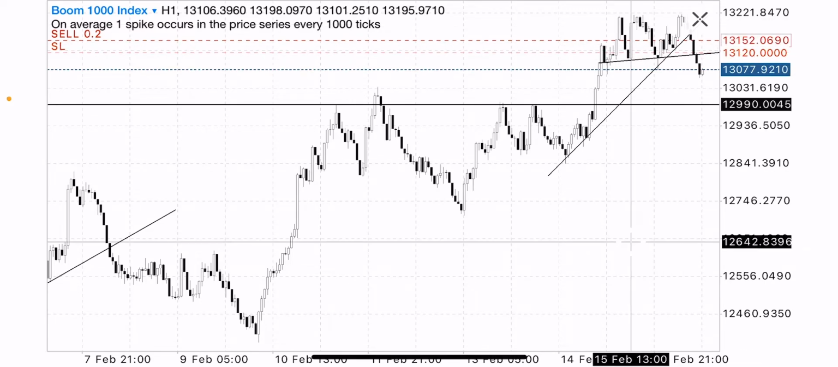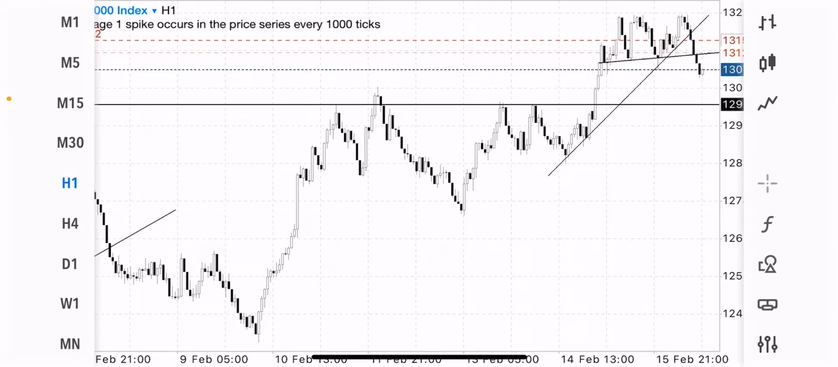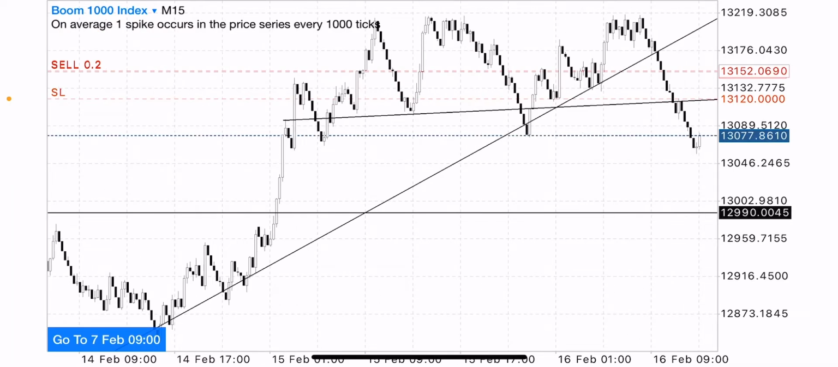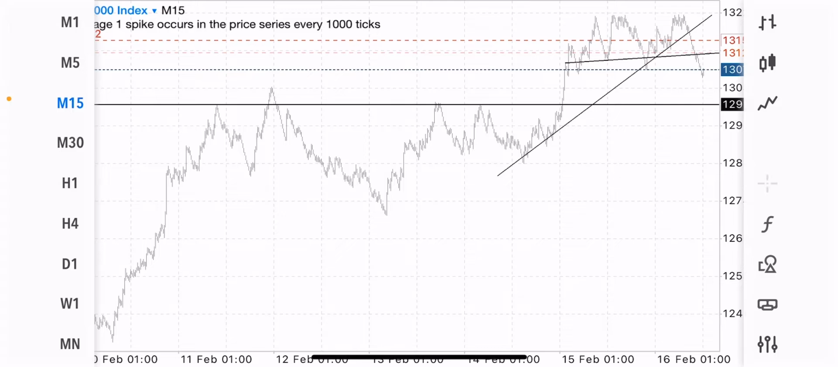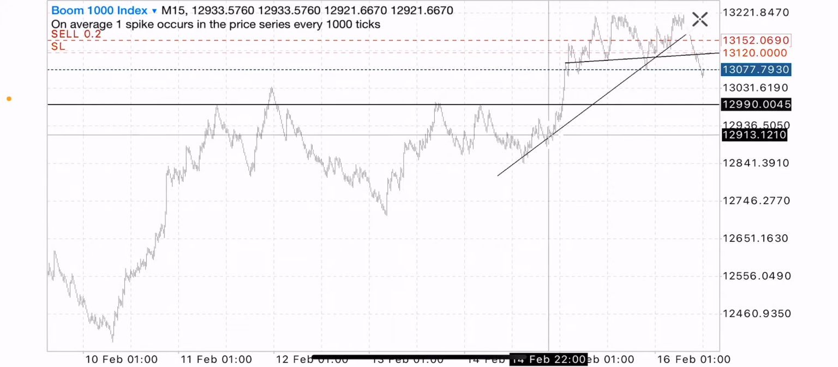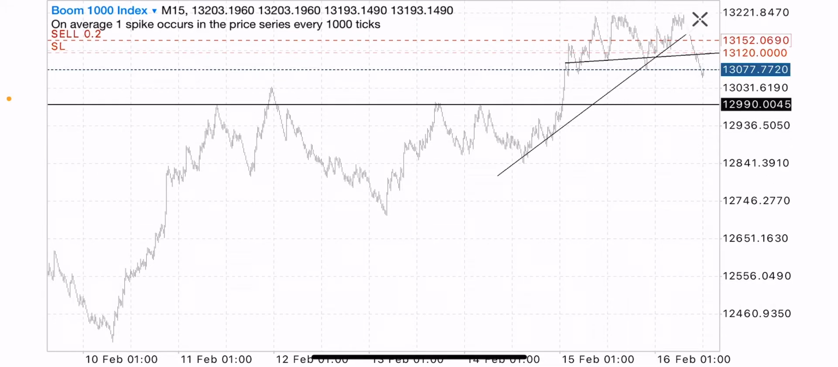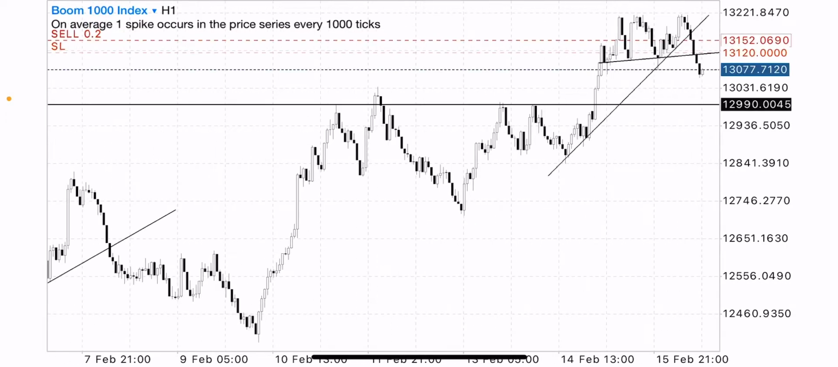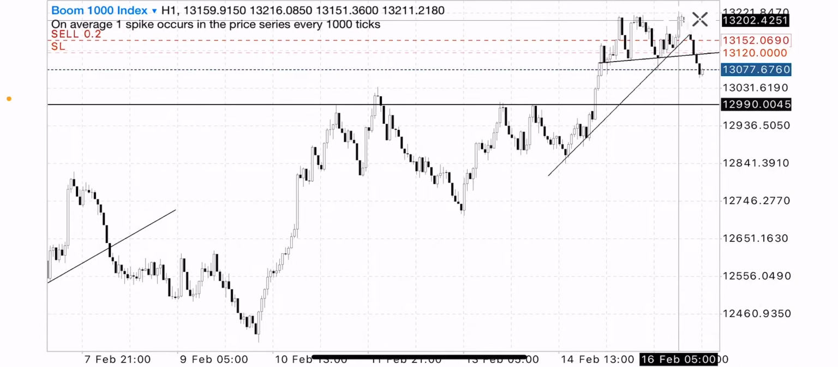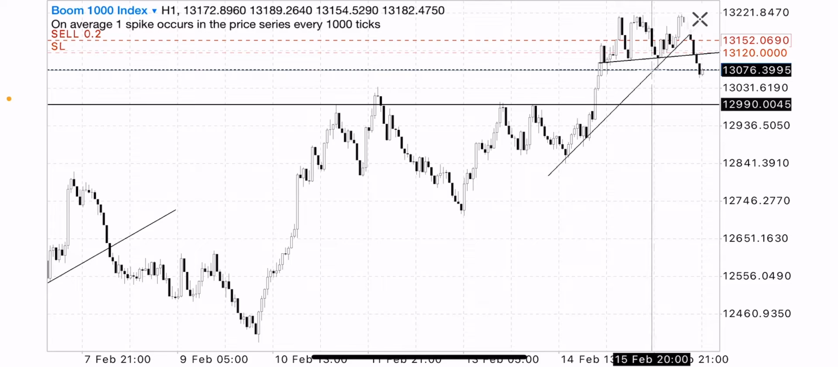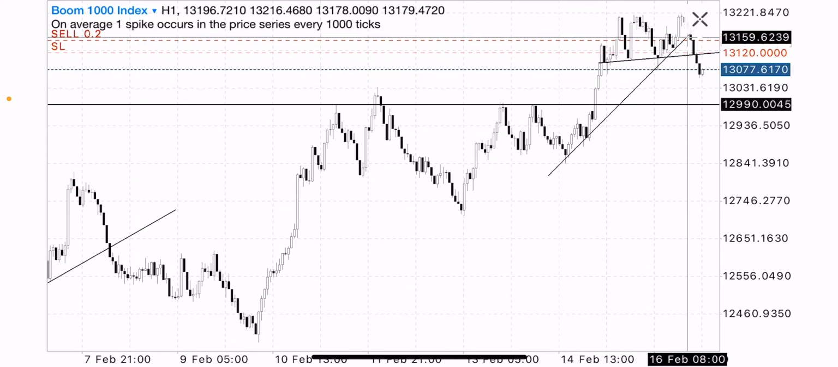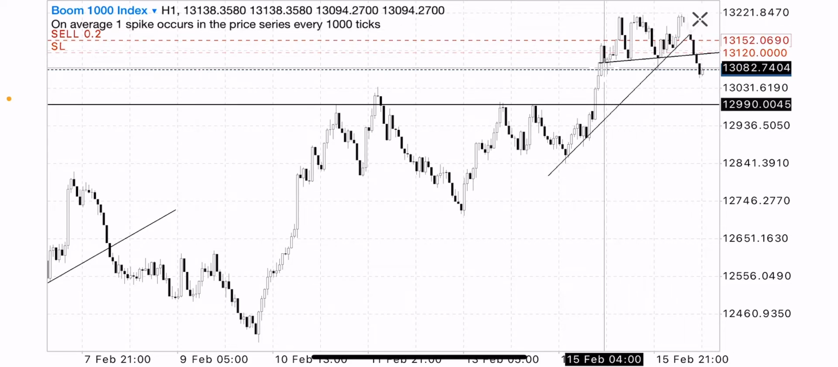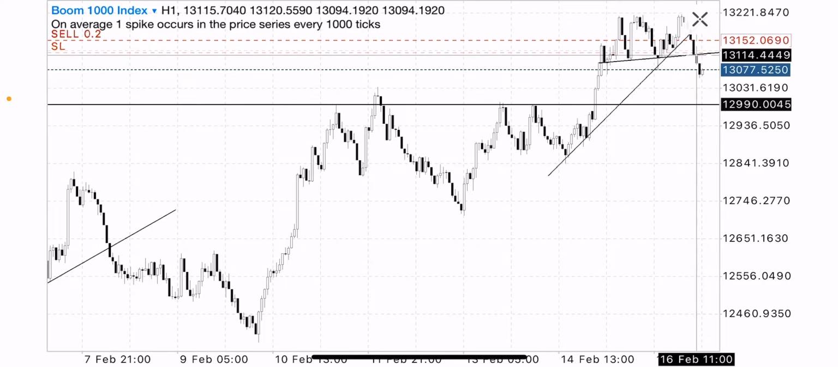Now let me use 15 minutes and show you something. Now you see it touched it, but the 1 hour will not show us everything clearly. So now immediately it broke this place, I took a sell signal, and here again is meant to be my sell 2, but I decided not to sell.